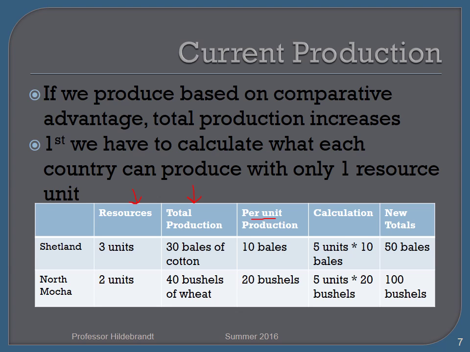But they have a total of 5 units, and what we're saying is now all 5 of those units are going to go to cotton. So 5 units times 10 bales per unit would give us a total production in cotton of 50 bales. We'll do the same thing for North Mocha, but now our focus is on wheat production. Previously, North Mocha put 2 units in and yielded 40 bushels of wheat. So 40 divided by the 2 units would give us 20 bushels of wheat per resource unit. Again, they have 5 resource units available, so 5 units times 20 bushels would give us a total yield of 100 bushels of wheat.